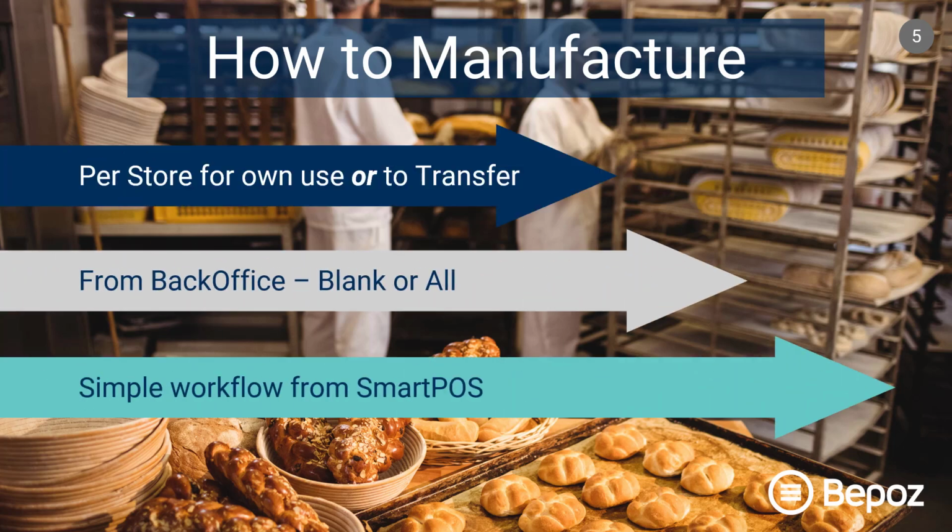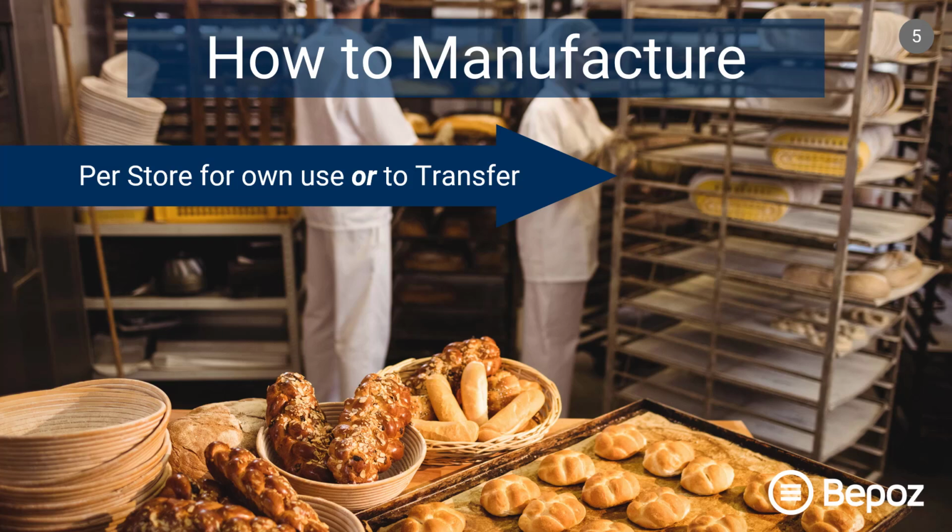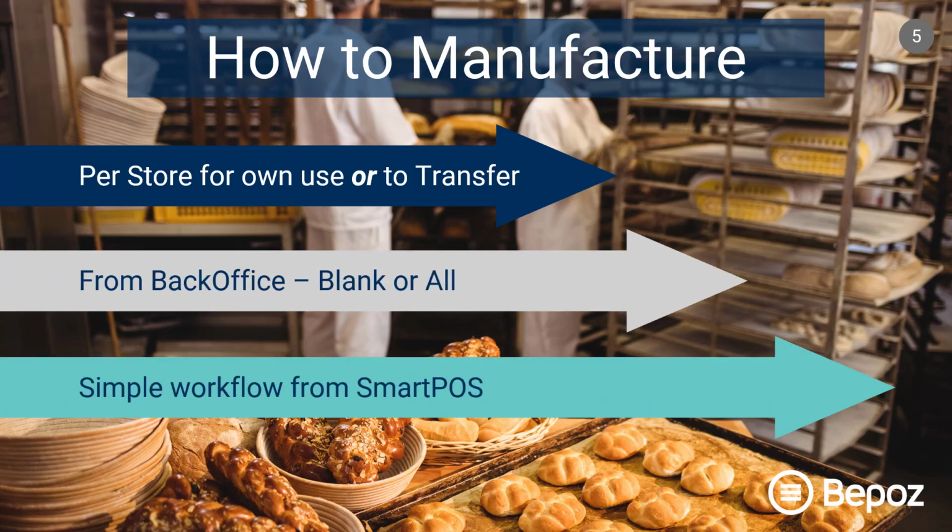Are the manufactured products going to be used only within the store where they're being created, or are they going to be manufactured in one store and then transferred out from there? And then we've got the process itself, which again can be done either from back office or from SmartPaws, and we'll get more into those a bit later. But what we will do first is actually get into back office, and we'll quickly go through the system-wide setups that are involved and necessary for manufacturing.